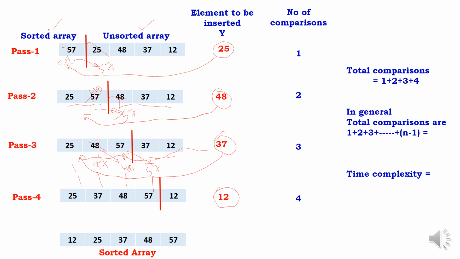Now in the fourth pass, the only element 12 is going to be inserted into the sorted array. So 12 needs to be compared with all the elements of the sorted array. It starts comparing with 57 first. Is 12 less than 57? Yes. So 57 is shifted to the next place. Is 12 less than 48? Yes. So 48 is also shifted to the next position.